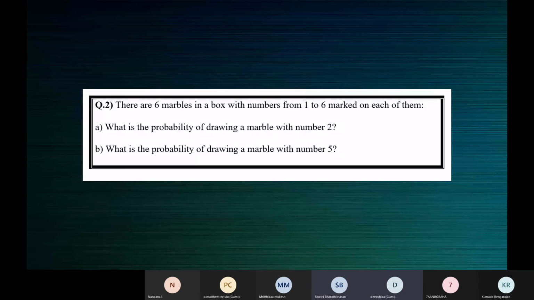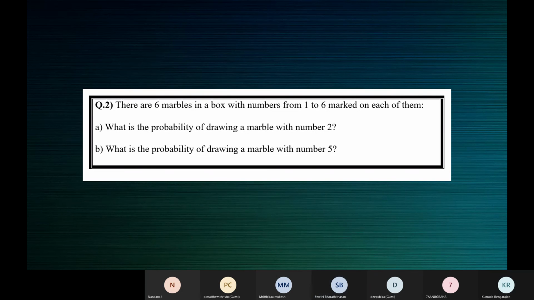Ma'am, that means for the second one also the answer will be 1 by 6, no? Correct, 1 by 6. Because you're taking only one marble, you put your hand in the box and take one marble. So how many marbles have the number 5 on it? Only one marble, ma'am. Totally, how many marbles in the box? 6 marbles. So 1 by 6 is the probability. Ma'am, if there are 8 marbles, it is 1 by 8 and so on.